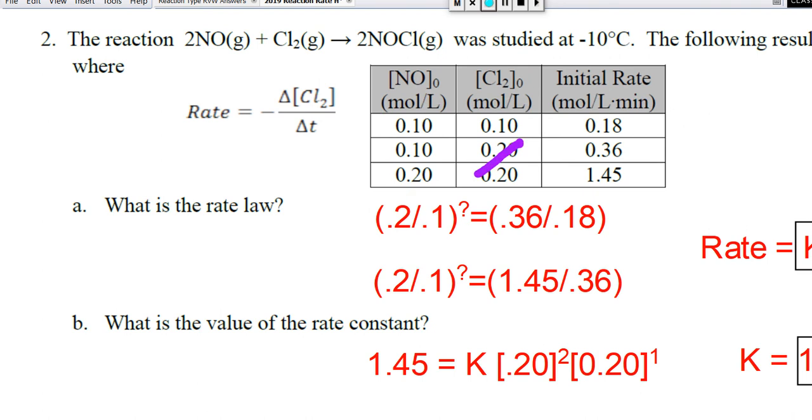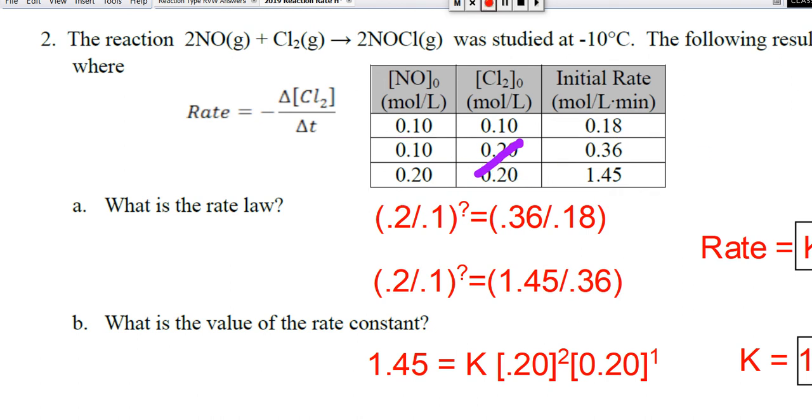Then I would not cross off, but I would mentally mark off those two chlorine values because they're the same. And then I could see that the NO is being doubled. The rate is being more than doubled. As the NO is doubled, the rate is quadrupled. Well, that means that the NO has a squared impact or second order impact on the reaction rate.